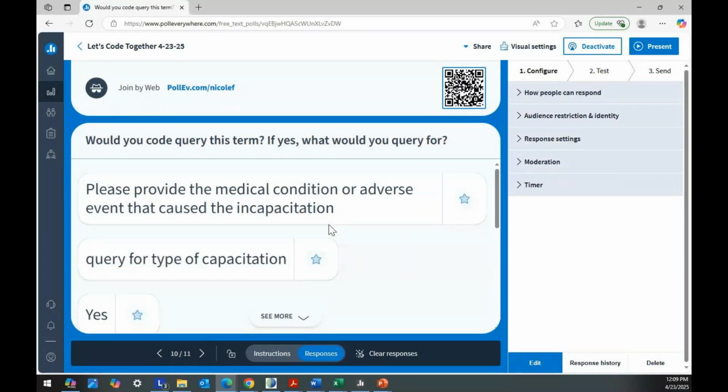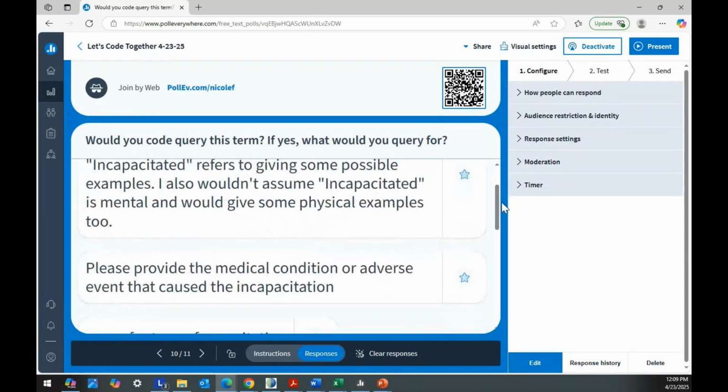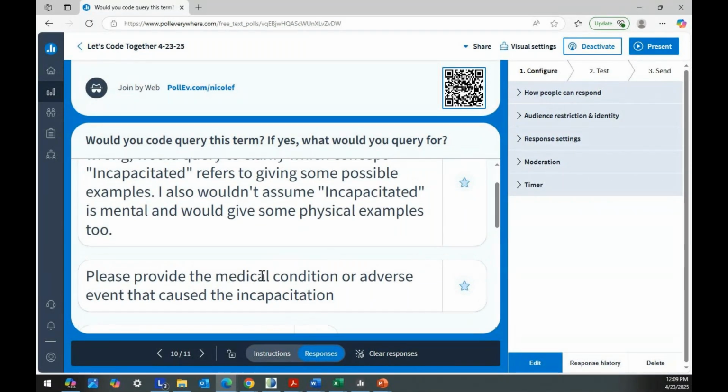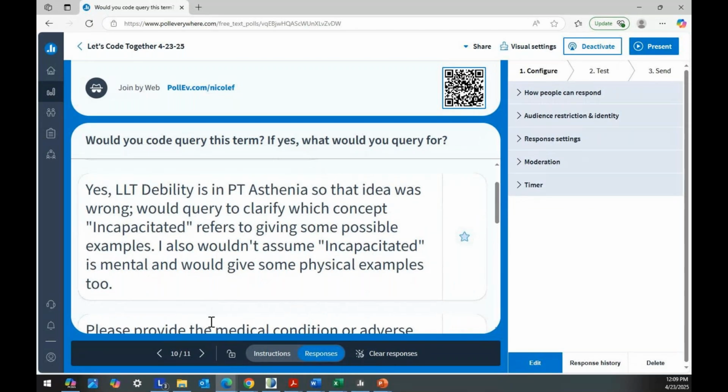And terms like this come up very often where you have some information, but not all the information. Let's see here. We got some good responses. Please provide the medical condition or adverse event that caused the incapacitation. Okay, very good. So there's something you can take away in your notes as well: these specific types of queries, how people would handle it. That's a good way to go about looking at it.